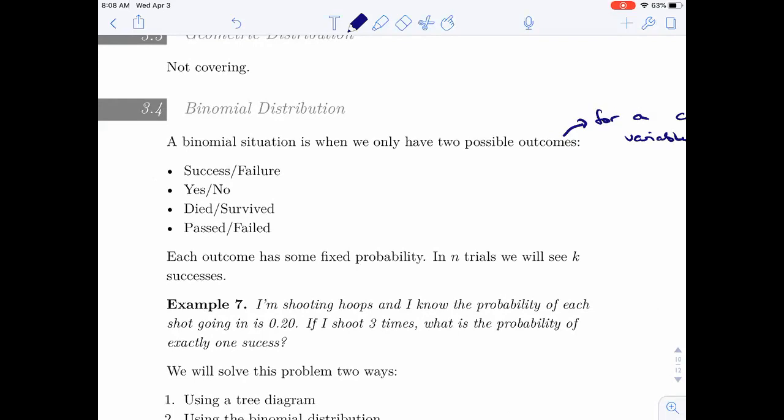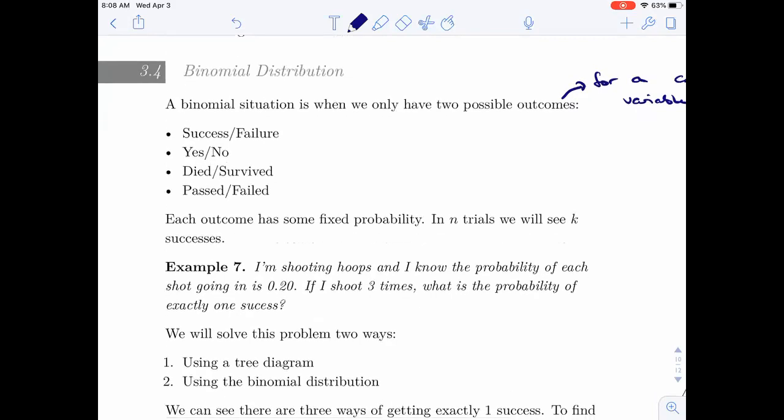yes, no questions, died, survived, right? Typically, kind of gruesomely, if we're looking at death rates or things like that, then a death would be a success just because that's what we're interested in. Did someone die from this disease, or did someone die from this, I don't know, medication? Let's talk about rats instead. Did this rat die from this medication that we're testing? And so that's the kind of thing that we want to model.